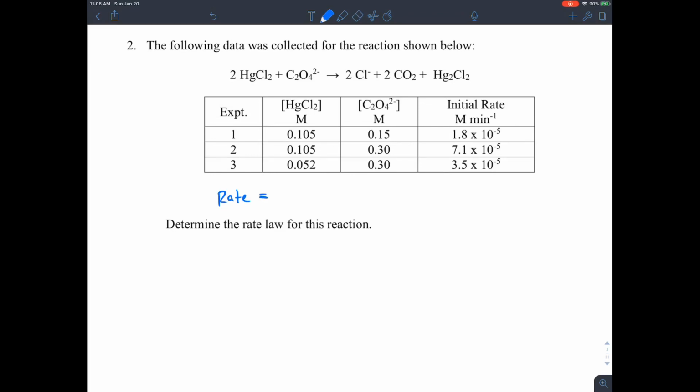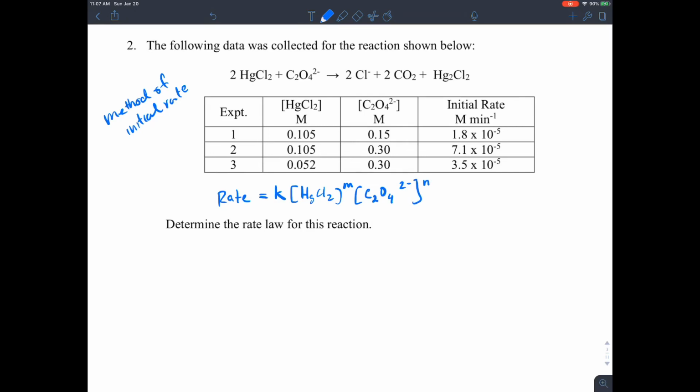As a recap, what we're doing right now is called the method of initial rates. It's called that because all of these concentrations that you see here in molarity are initial concentrations of these different reactants. So as a quick recap, the rate law is equal to the rate constant times this mercury chloride raised to some order M that we don't know yet, and this oxalate, C2O4 2 minus, raised to some order N.